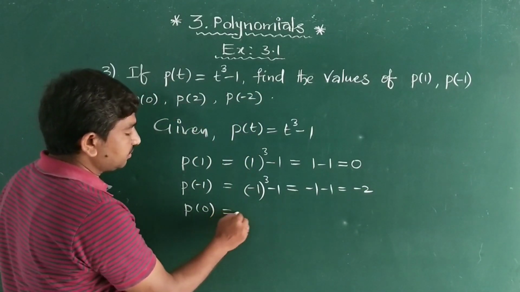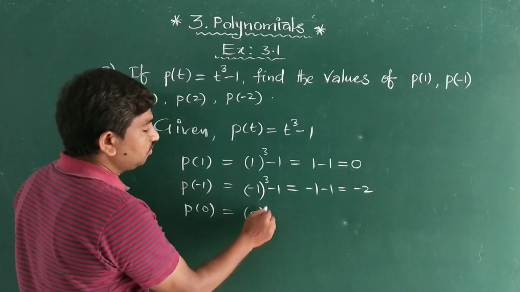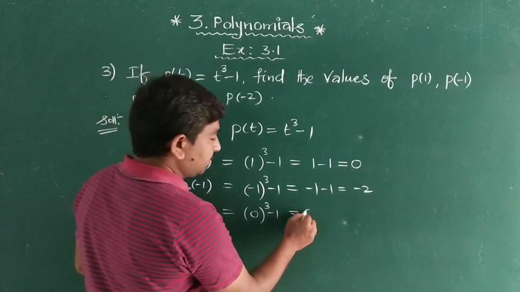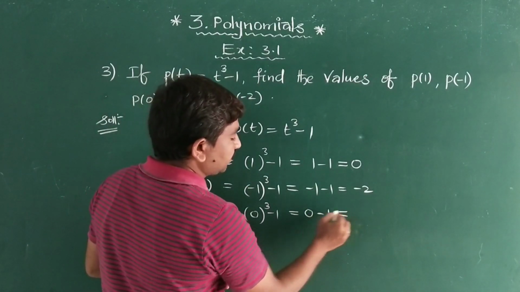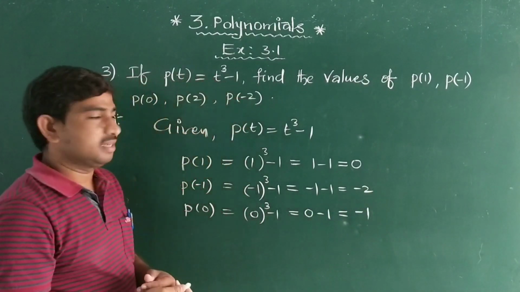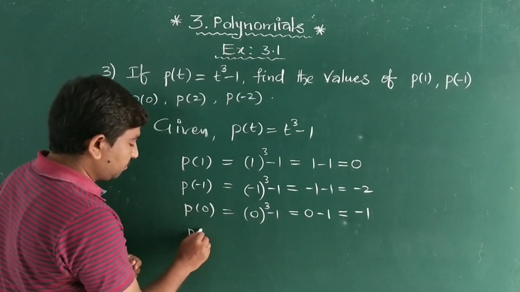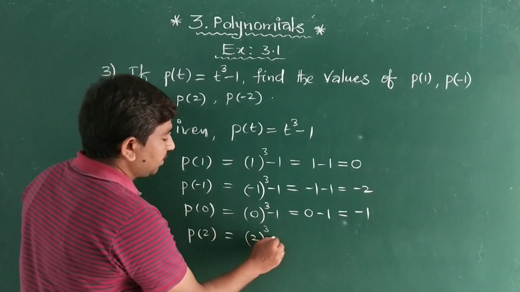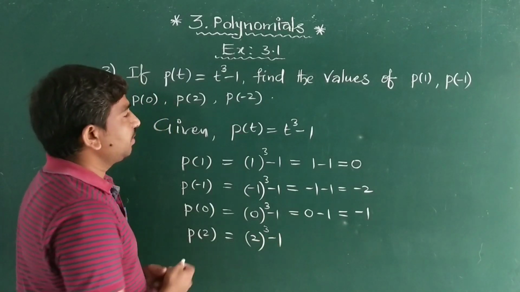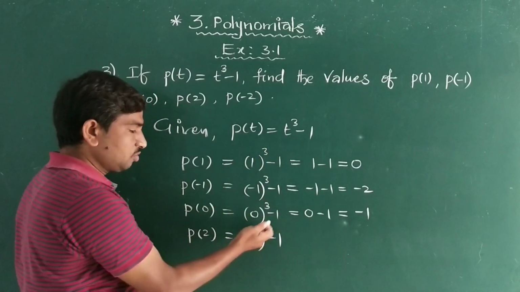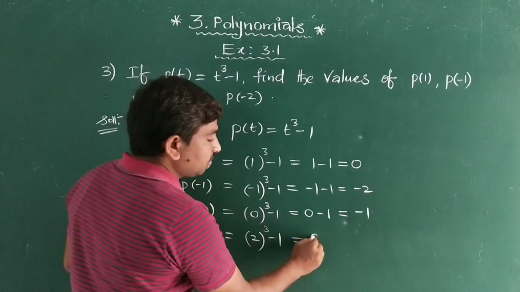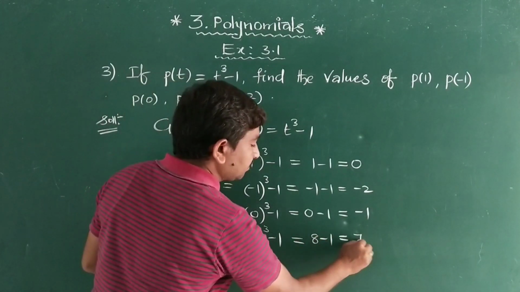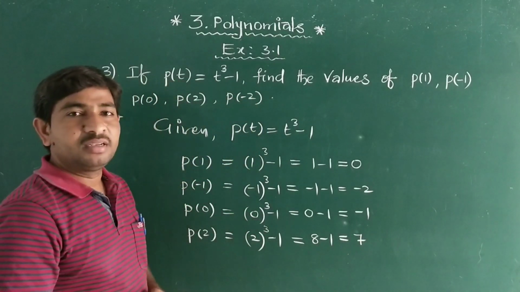And the next, p of 0. Substitute t by 0, then 0 whole cube minus 1. 0 to any power is 0 only. 0 minus 1 gives minus 1. And the next, p of 2. So p of 2 is equal to 2 cube minus 1. 2 cube value is 8, minus 1, that is equal to 7.